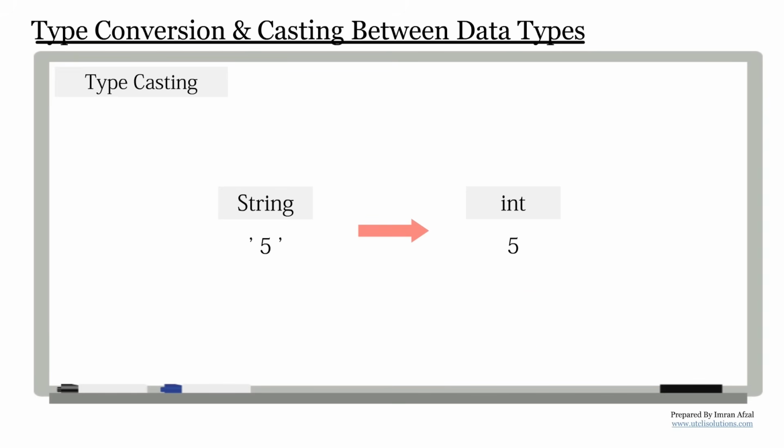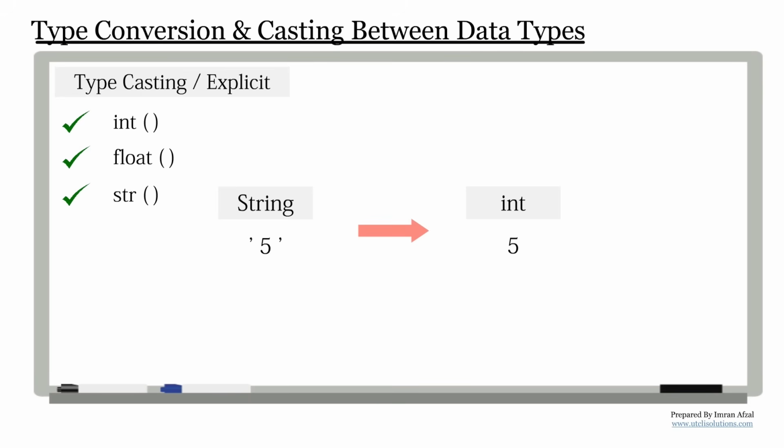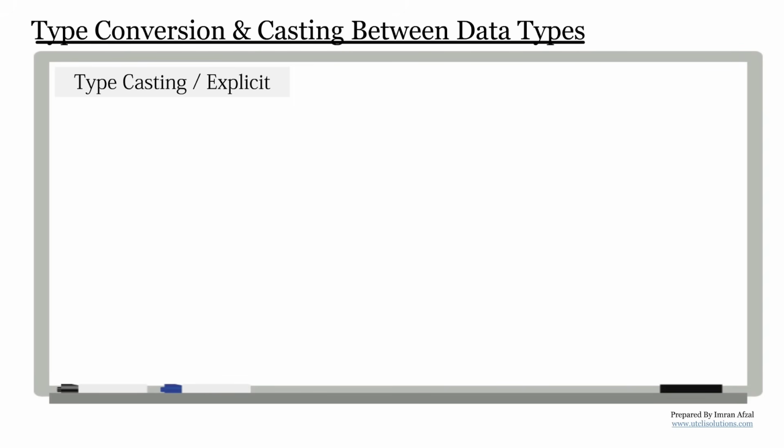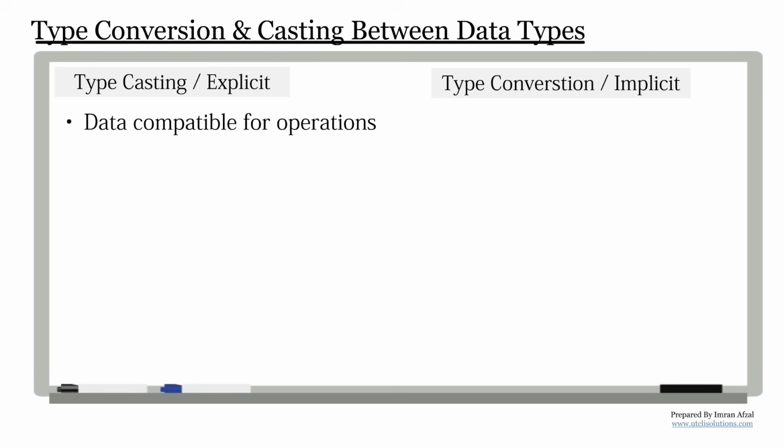It is done using functions like int() or integer, also float() or str(). Typecasting is also known as explicit type conversion. As I said previously, type conversion is known as implicit. This one, casting, is explicit. So keep that difference in your mind. Okay, so the main purpose of type conversion and type casting is to make data compatible for operations or tasks.